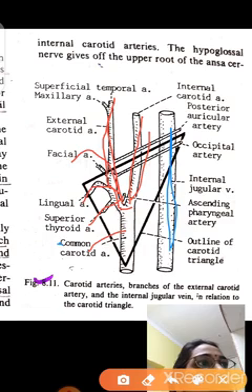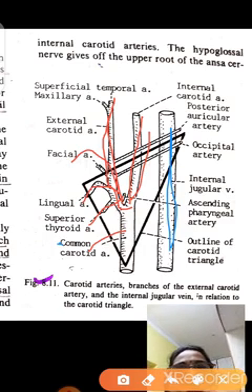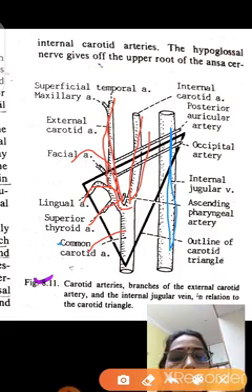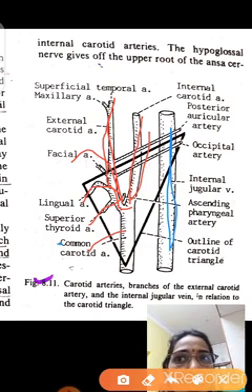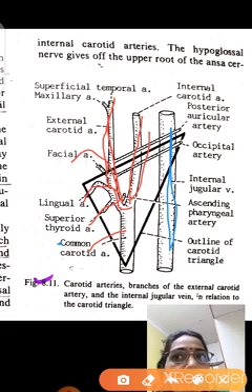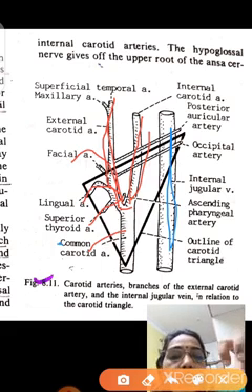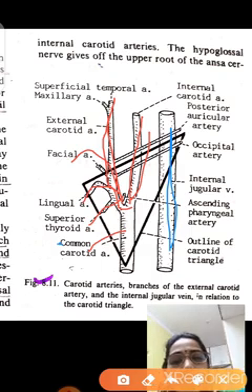Now, as seen, the important triangles of the neck are the anterior triangle, the posterior triangle, the carotid triangle, the submental triangle and the digastric triangle, and their boundaries and the contents present in these various triangles. Okay. Thank you.